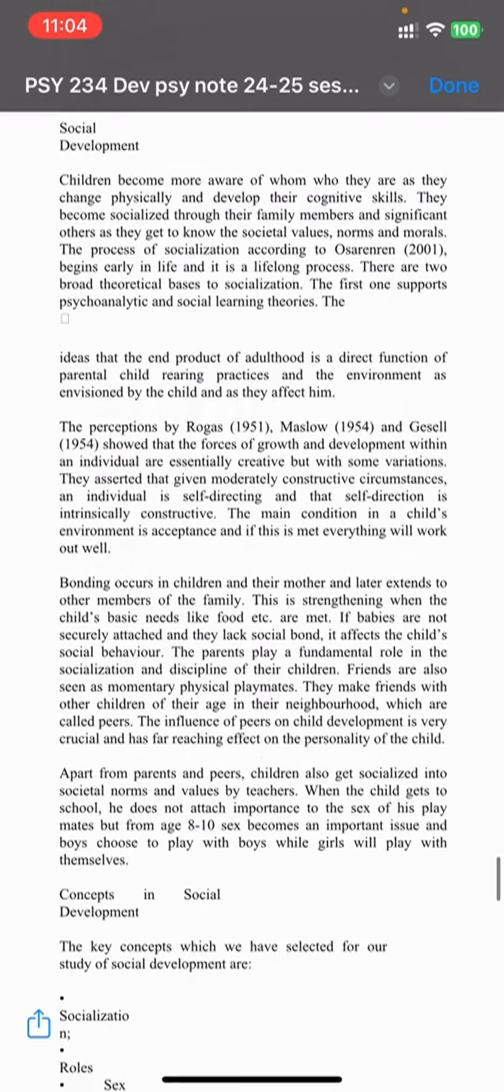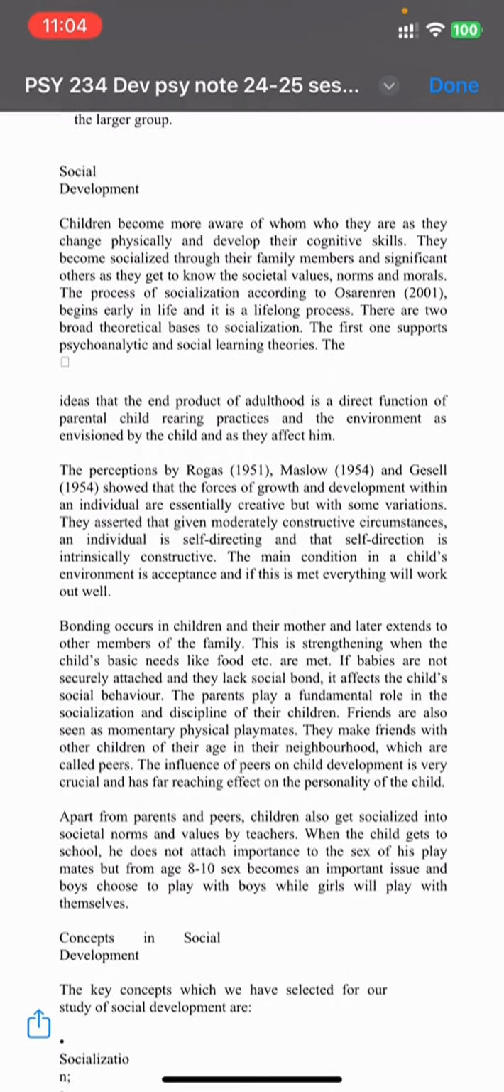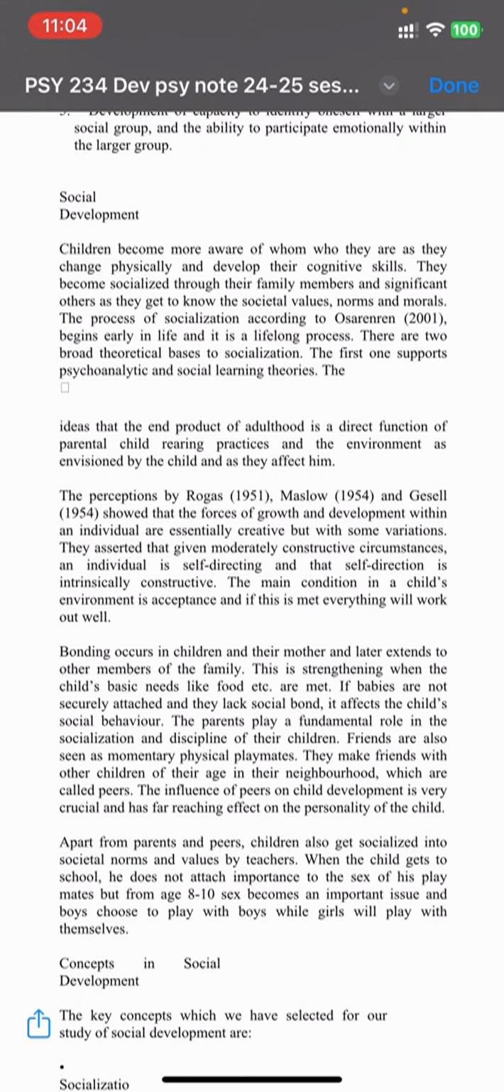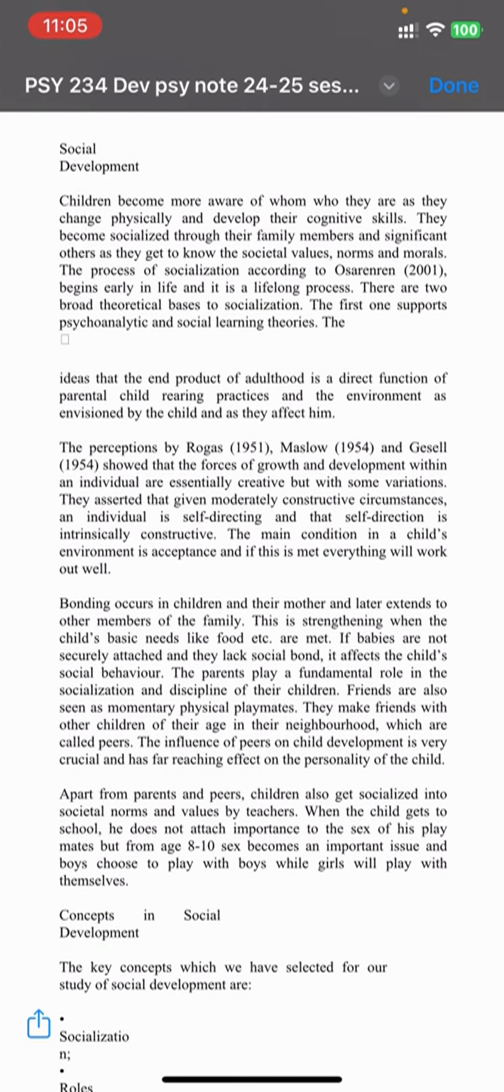Now, the perception by Rogers, Maslow, and Gesell showed that the forces of growth and development within an individual are essentially creative, but with some variations. They asserted that given moderately constructive circumstances, an individual is self-directing, and that self-direction is intrinsically constructive. The main condition in a child's environment is acceptance, and if this is met, everything will work out.